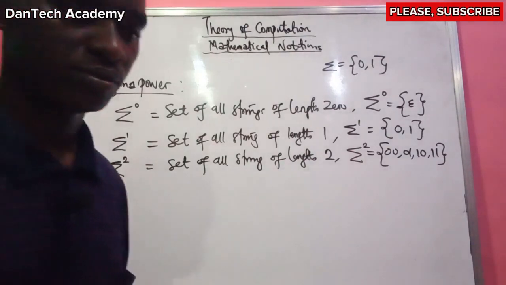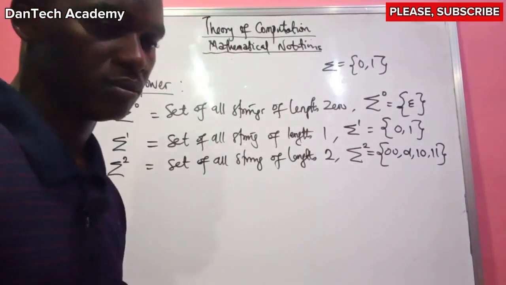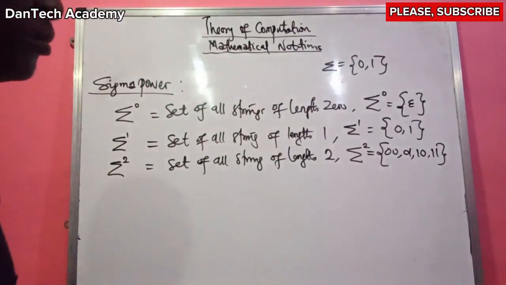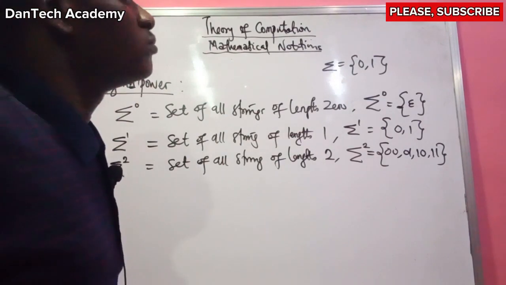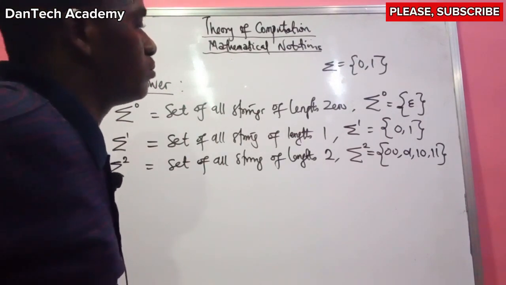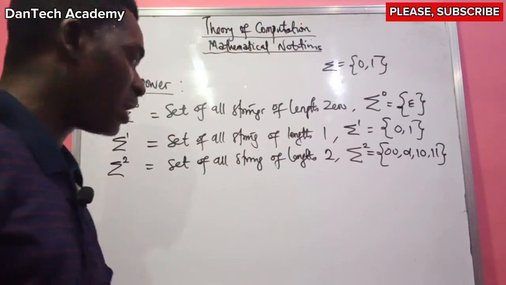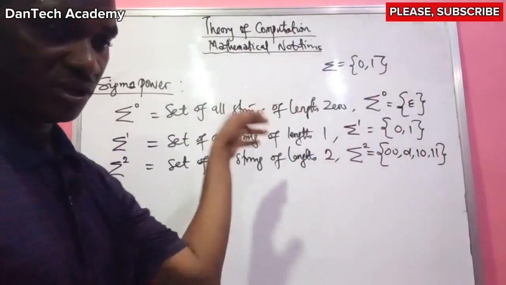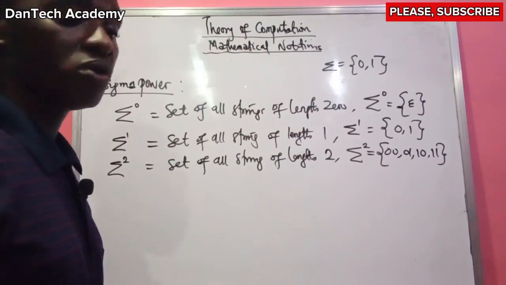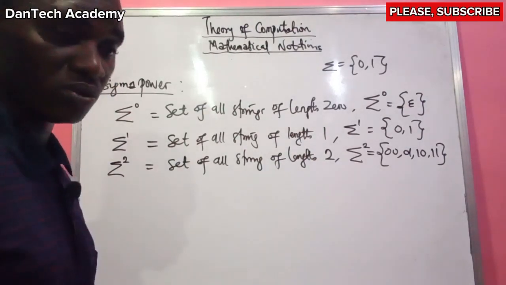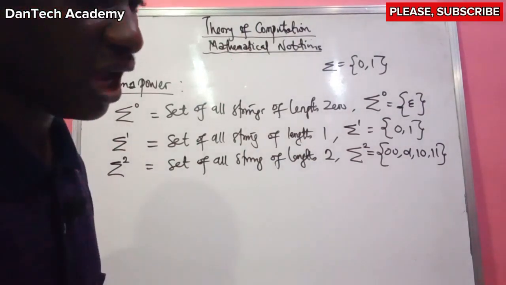What's your question? Okay. That's not for two. I'm seeing a formula: since the count is 2, it's like 2 raised to the power n. Exactly. That's where we are going now, because we can't keep writing things out like this. Sometimes you'll be given sigma power 8. Where do you want to start and where do you want to end? It will take time.